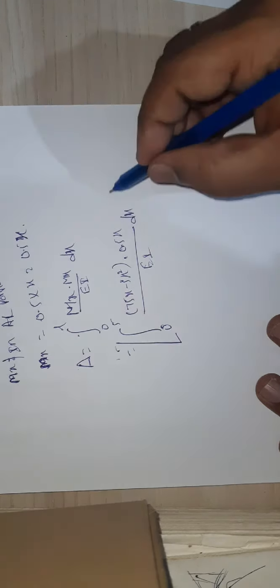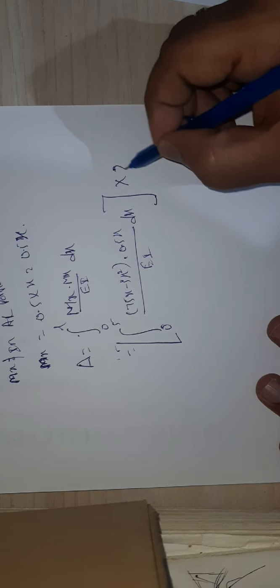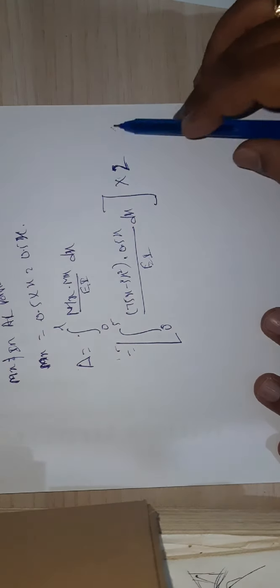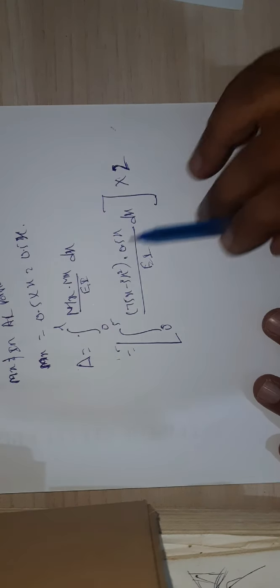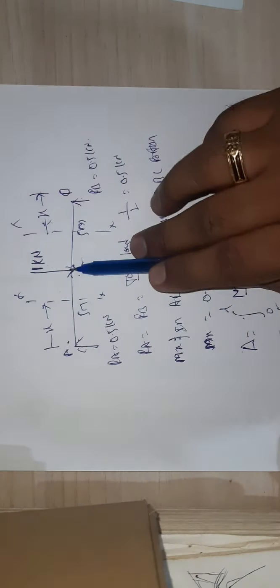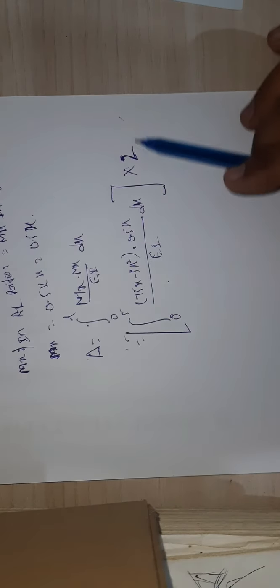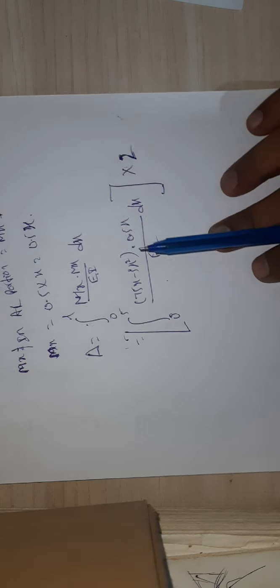Now there are two portions, so I need to multiply by 2. It is symmetrical. If it is not symmetrical, you need to write another formula for the other side. Bending moment due to unit load and bending moment due to external loads are the same on both sides, so I can write like this. Total, two portions are there, so I need to do it like this.